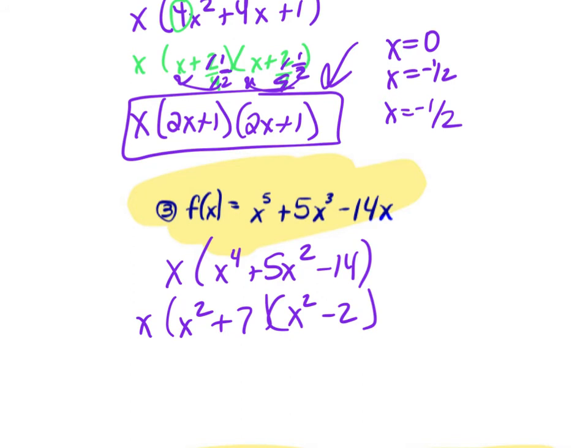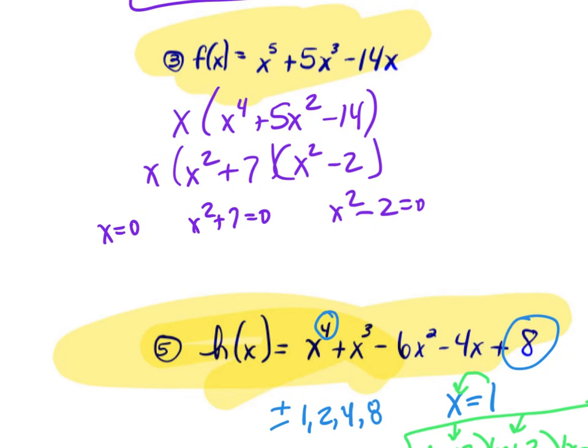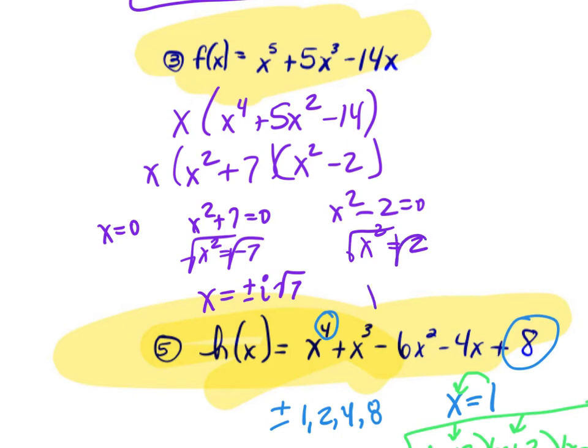Okay, this is not the difference of perfect squares or anything, but I can solve this. I have x equals 0. x squared plus 7 equals 0. x squared minus 2 equals 0. So x equals 0 is fine. Here, I'm going to move 7 over as negative 7, take the square root, and I get x equals plus or minus i root 7. If I add 2 to both sides, I get x squared equals 2. Take the square root, I get x equals plus or minus root 2.